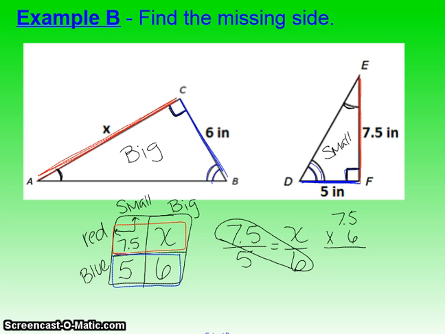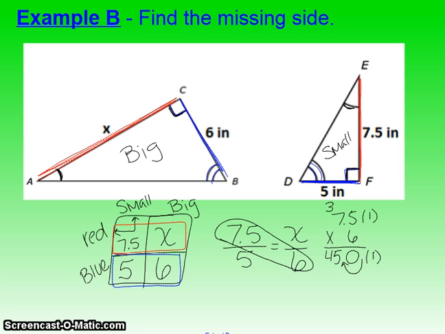I know that 6 times 5 is 30, so I put 0 and carry the 3. And I know that 6 times 7 is 42. 42 plus 3 is 45. But I have a decimal in here, and I have one place behind my decimal, so I need to move over my decimal one time.